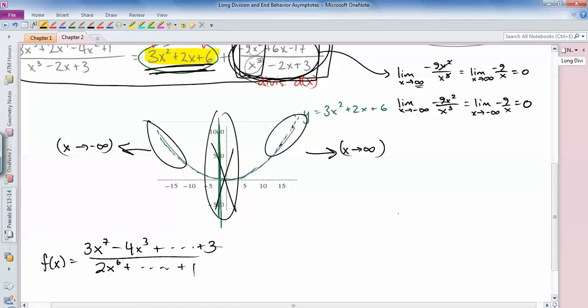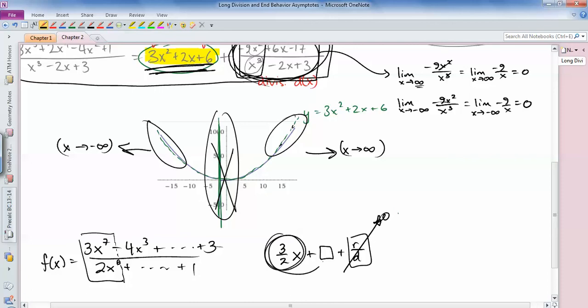Well, I'm not going to work out the whole problem, but you can say pretty quickly, when I do this division problem, if I were to do long division, the first and the biggest term I would get in my quotient would be 3 over 2x plus some constant plus the remainder over the divisor. Well, the remainder over the divisor is always going to turn into 0 way out at infinity, and I'm going to get some sort of linear equation for my asymptote, for the end behavior asymptote.